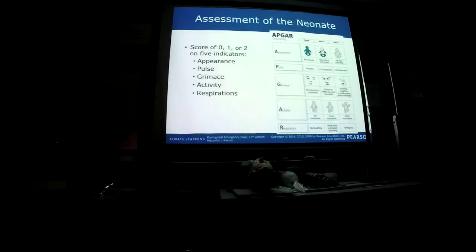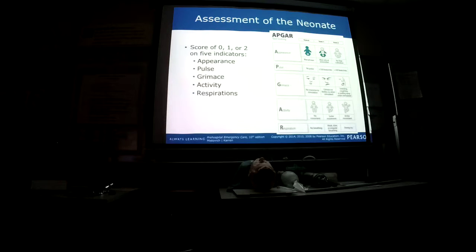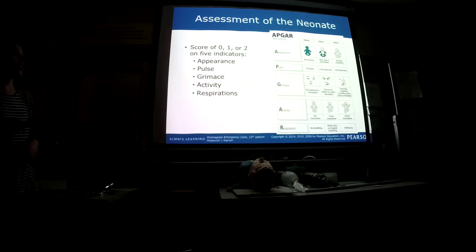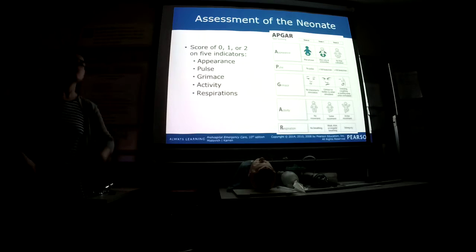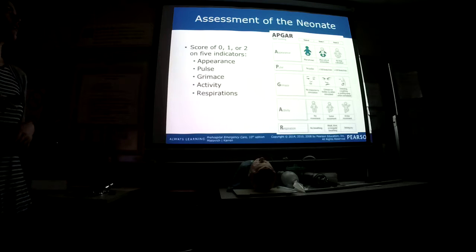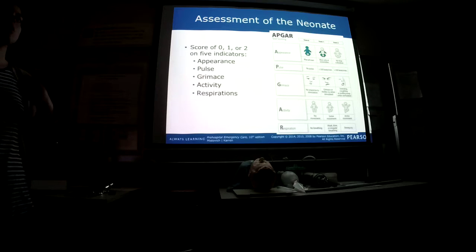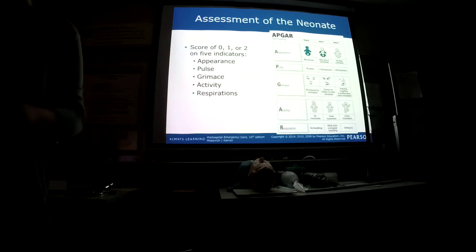So A is appearance. After the baby comes out, after a minute, if they're blue all over, they get a score of 0. If their extremities are blue but their torso is pink, then they get a score of 1. A score of 2 is no blue coloration. So this is just assessing the circulation.